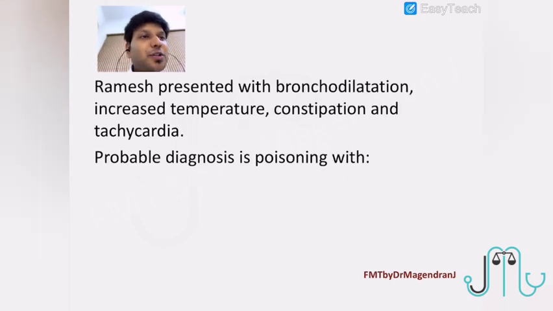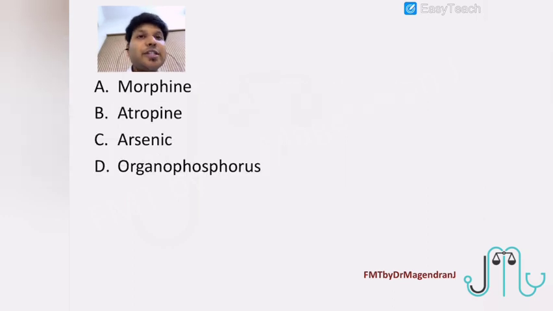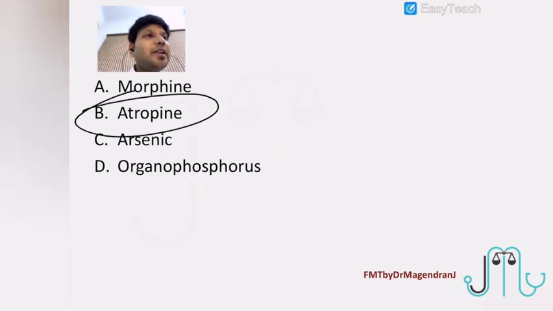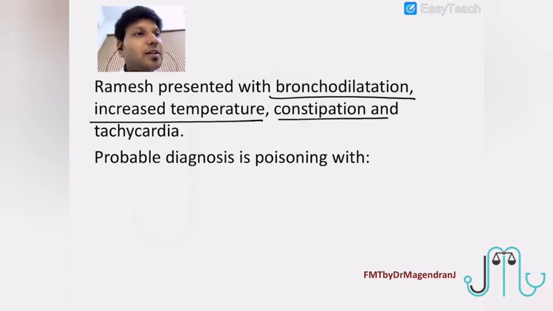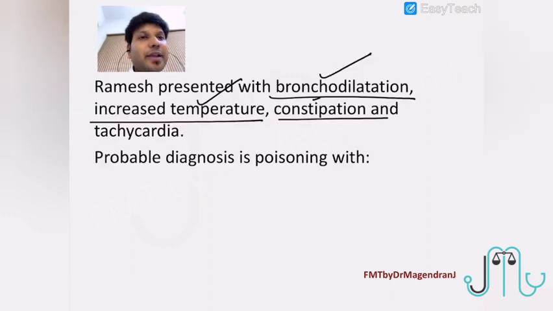Ramesh presented with bronchodilation, increased temperature, constipation, tachycardia. Dilatation of bronchus, increased temperature, constipation, and tachycardia. What is the probable diagnosis in poisoning? Is it morphine, atropine, arsenic, OPC? It is atropine, right? Because we can see bronchodilation, increased temperature, constipation, tachycardia. Okay, had it been morphine, we would not be getting increased temperature.